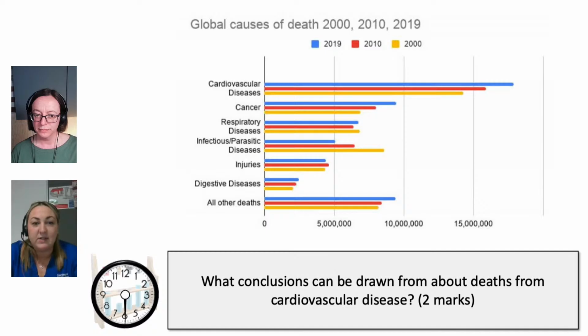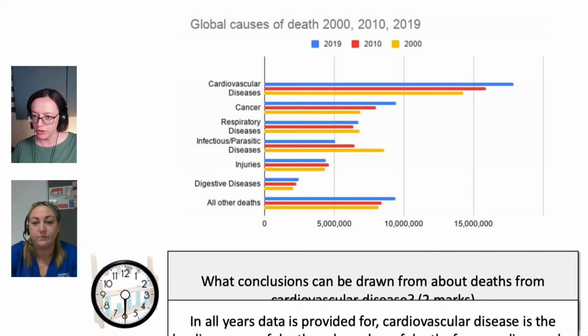Well, I think it's quite obvious that cardiovascular diseases have the highest death rate compared to all others. Yep. And then we could also say that it's getting worse as time's going on as well. Yep, totally agree with you. It's as simple as that for your 2 marks.